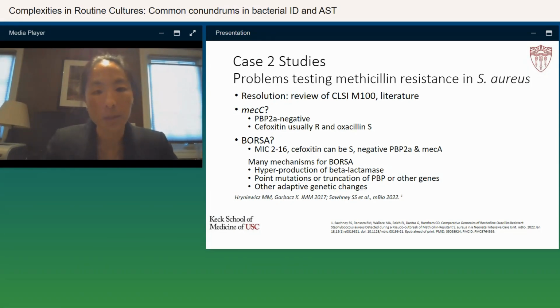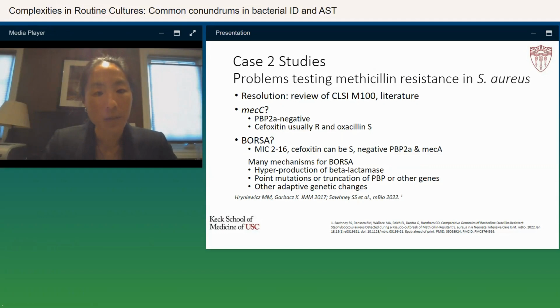But one possibility that went through my head was, what does mecC look like? What's that supposed to look like? That is supposed to be a different protein encoded than mecA, still giving methicillin resistance, but a slightly different penicillin binding protein. So the PBP2a would be negative. And that one usually gives us a different pattern, with the cefoxitin more prone to be resistant and the oxacillin prone to be susceptible on MIC testing.